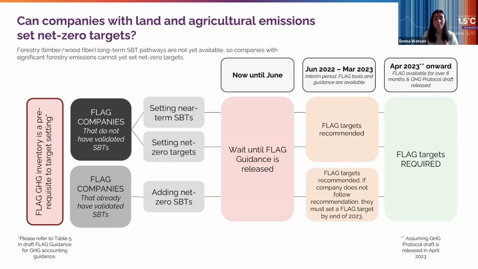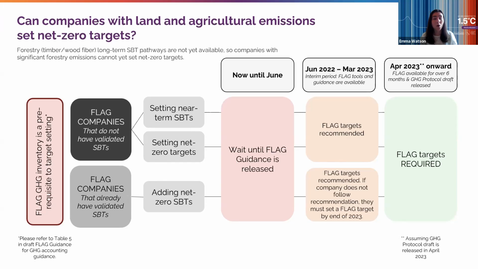From June until March 2023, we do encourage companies to look to creating their greenhouse gas inventories and setting FLAG targets. However, it wouldn't be a requirement. From April 2023 onwards, companies will be required to set FLAG targets. This is assuming that the Greenhouse Gas Protocol draft would be released in April 2023, because we do have a lot of companies that are keenly waiting on that. So there is a dependence on that, but these are the timelines we're working to for requirements at the moment.